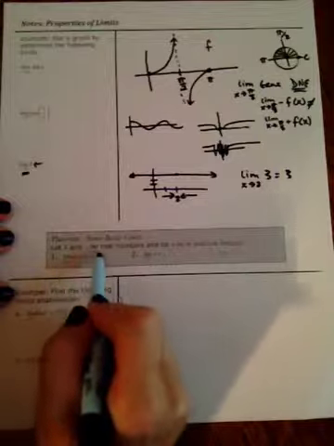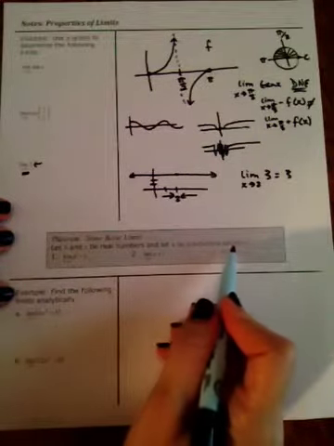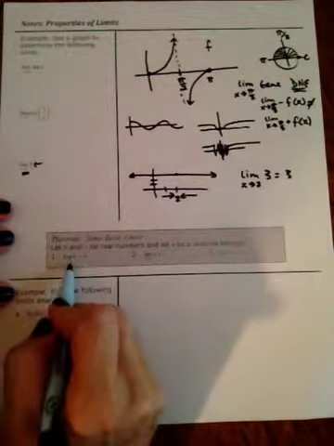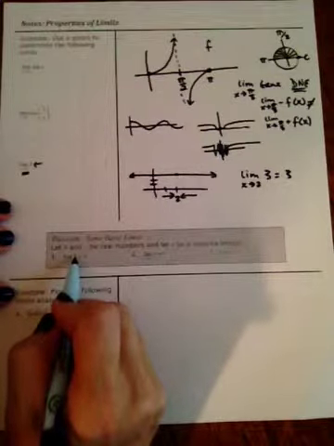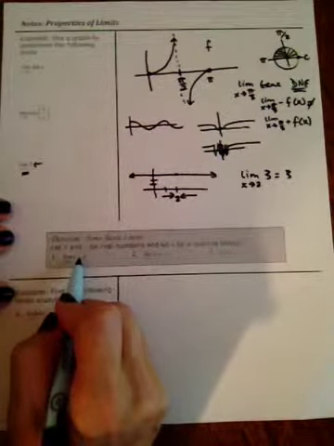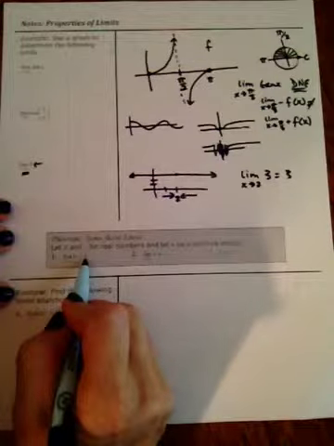It says let b and c be real numbers and let n be a positive integer. The limit as x approaches c of b, which is a real number, a constant, will always equal that constant.